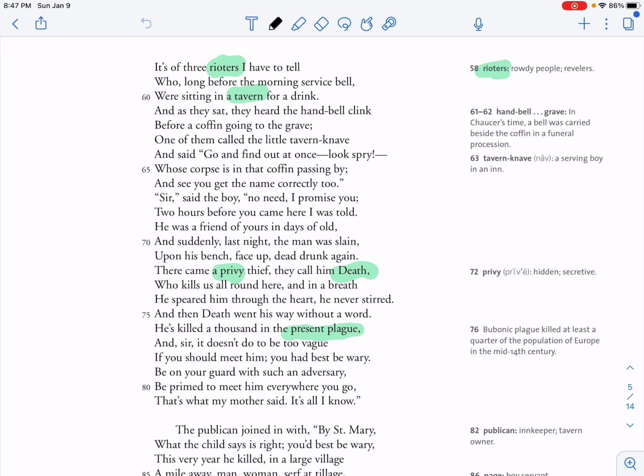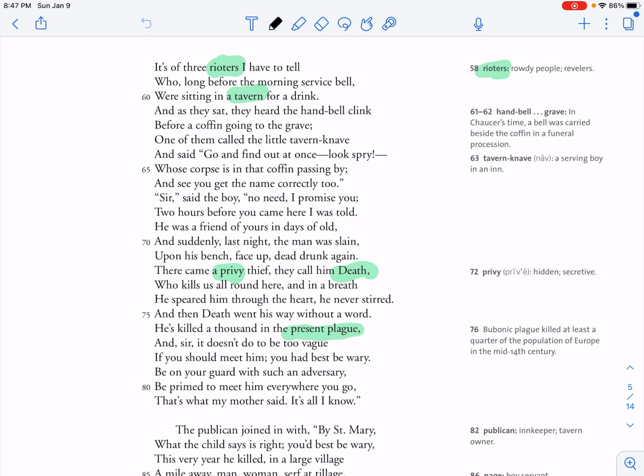It's all I know. So these three rioters, who are drunks, basically, rowdy people, revelers, they don't work, you know. There's a lot of people like that today. They want free stuff without working. That's what these guys are, right? And they're there drinking, and it's early in the morning, and they're drunk. And they're in this tavern, and a funeral procession comes by, and they see it out the window. And they ask the little guy that works there, like a busboy, what's going on? And he says, well, a guy died, and guess what? He was a friend of yours. And he was killed by this plague, meaning a disease that's going around.